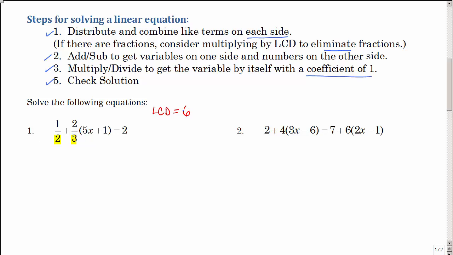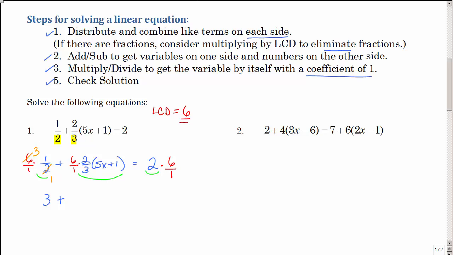Now, what are we going to do with 6? Well, I have a 1/2, I have a 2/3 times 5x plus 1, and I have a 2. That's really three things: 1, 2, 3 things. And I'm going to multiply all of them by 6. So this is times 6 over 1, this is times 6 over 1, and this is times 6 over 1. Let's be really careful here. 2 goes into 6 3 times, that leaves a 1, so now I have 3 plus.